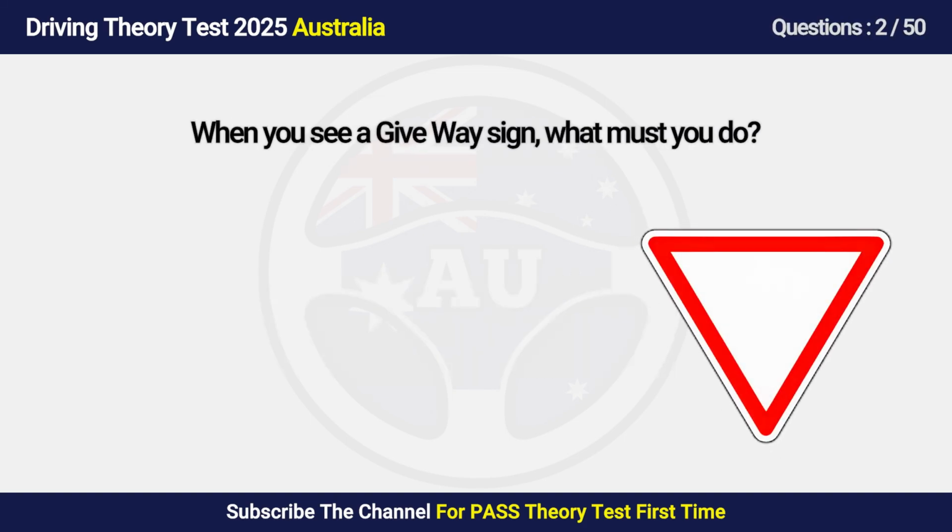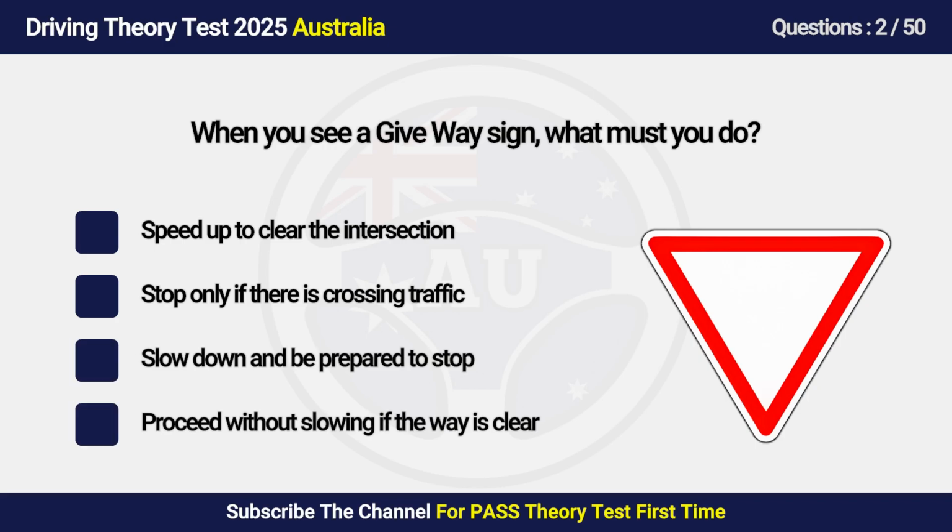Question 2. When you see a give way sign, what must you do? A. Speed up to clear the intersection. B. Stop only if there is crossing traffic. C. Slow down and be prepared to stop. D. Proceed without slowing if the way is clear.